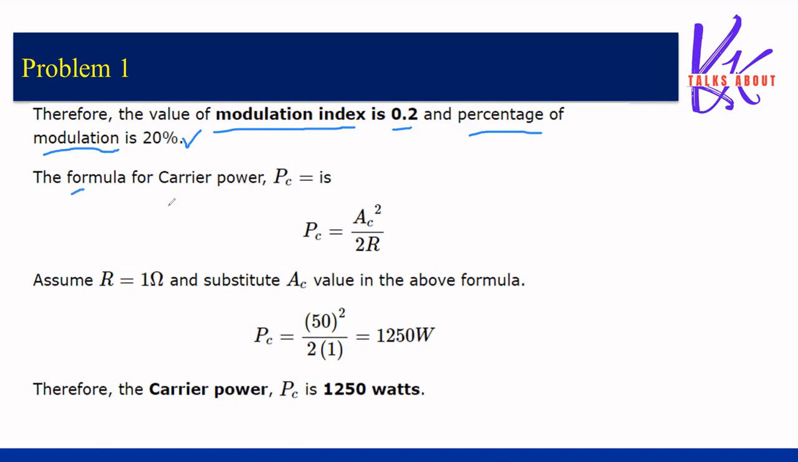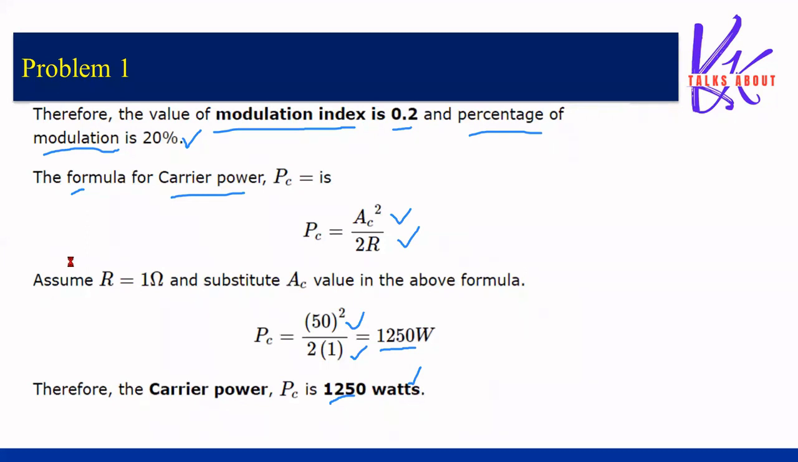Now, the carrier power, already we have given the equation of your carrier power, that is Pc is equal to Ac square by 2R. So here we have assumed that the resistance is 1 ohm, and we are calculating the carrier power, where Ac is given as 50. So 50 square by 2R is nothing but 1250 watts, or in other words 1.25 kilowatts. This is the carrier power which is utilized by your carrier in the amplitude modulated wave.